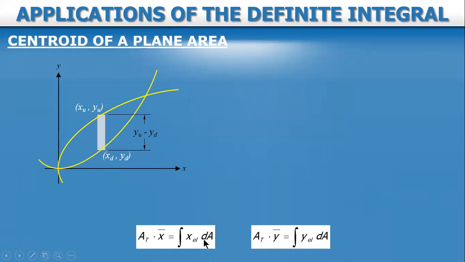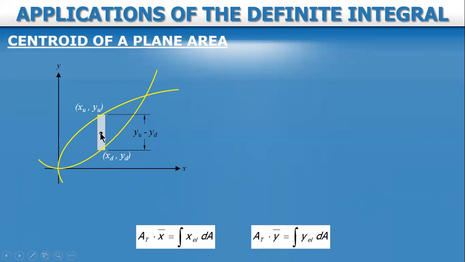For dA, it's very simple. We have discussed this one. This was discussed already in the topic on plane area. Okay. So, for this topic, our focus is on x sub EL and y sub EL. Now, these points, x sub EL and y sub EL, are the coordinates of the centroid of the element. Okay? Like this one. This is the centroid. Centroid for this element.